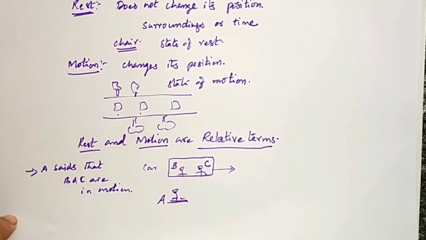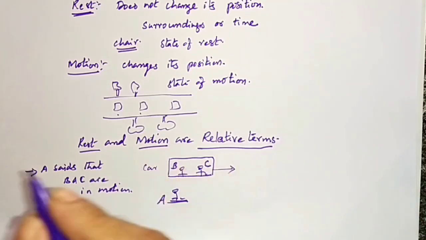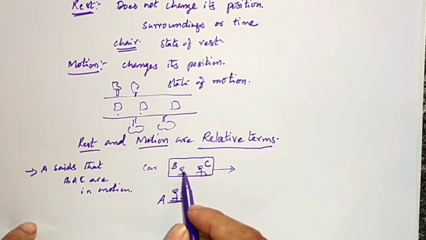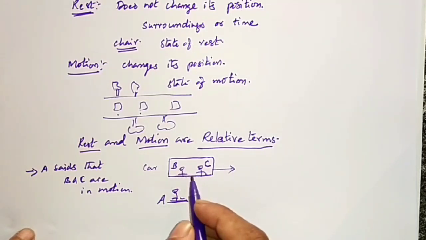You are sitting in a bus. You are going to school, for example. The bus is moving from your house to school. So when the bus is moving from your house to school, you are also moving along with the bus. So you are also in motion, as you are sitting in the bus and the bus is moving.